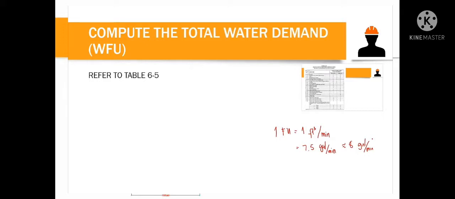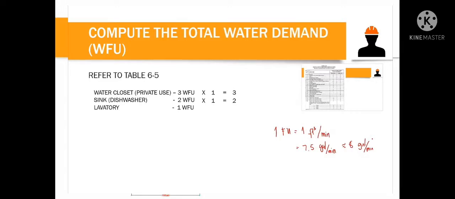Now, let's go back to the residential layout. We have one water closet, and since this is private use because it's only a residential building, we have 3 water fixture units. We also have a sink, which is 2 WFU, and for the lavatory, we have 1 WFU. Counting the number of each fixture, we have 1 water closet, so a total of 3 WSFU for the water closet. The same with the sink: we have 1, which is equivalent to 2, and 1 lavatory, which is 1. So in total, we have 6 water fixture units.